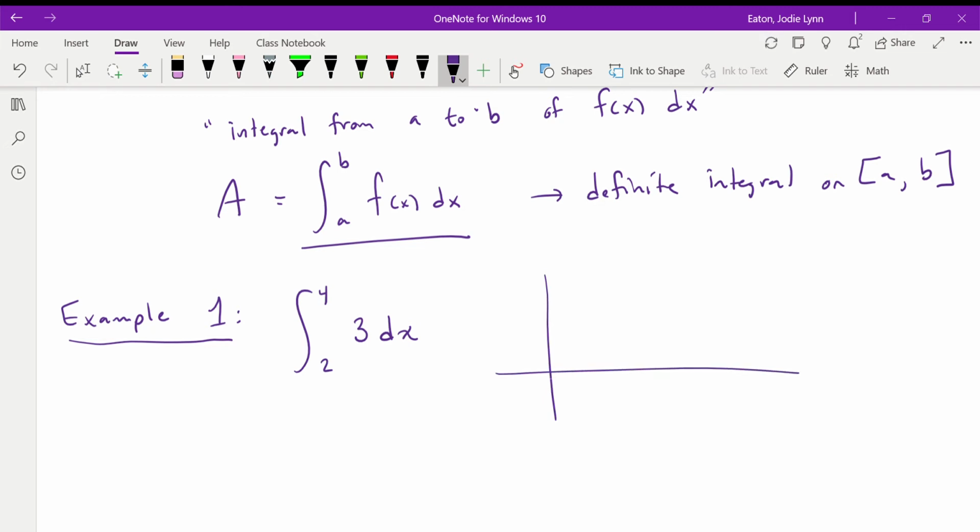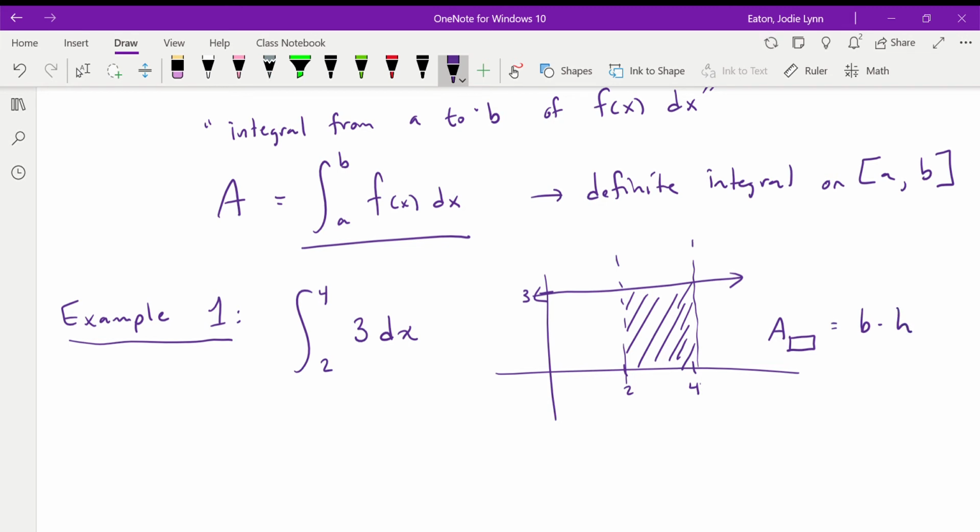So let's draw a sketch of that. We have 2, 4, and 3. So y equals 3 is a function. It's a horizontal line. So if we draw in here at 2 and here at 4, the area we're trying to find here is the area of this shape, and this shape is in fact a rectangle. So the area of a rectangle is base times height, so we can use that area formula.